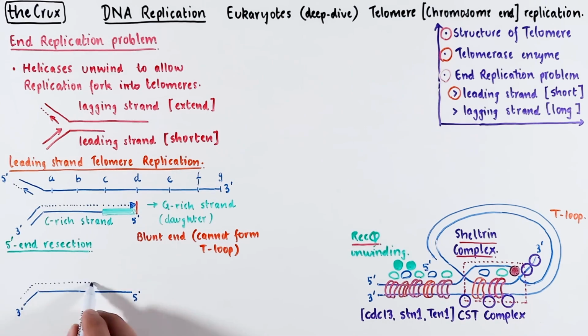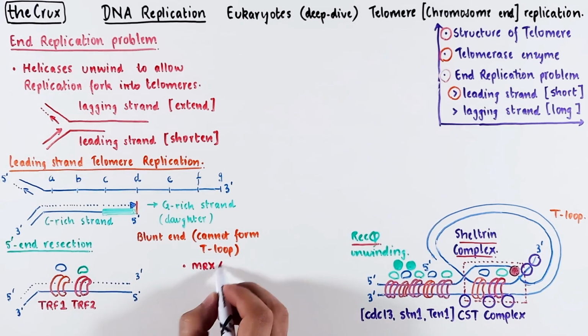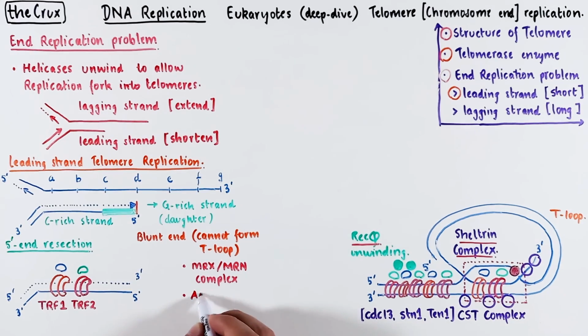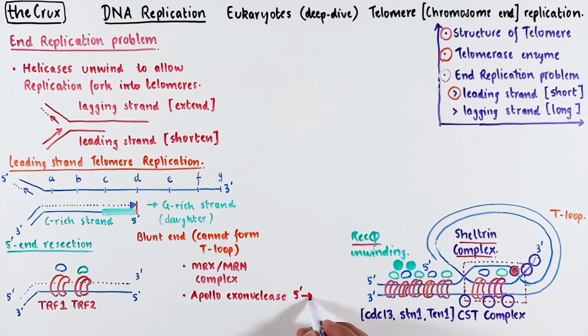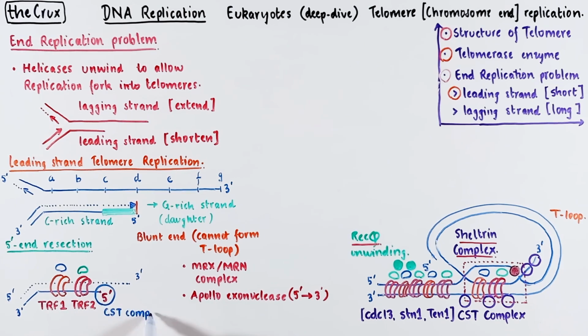Well, when the leading strand is synthesized, the TERF proteins and other components of the Shelterin complex assemble on the double-stranded DNA. The TERFs then recruit specialized DNA repair proteins, such as the MRX complex and specific 5' to 3' exonucleases, like the Apollo exo, to perform the resection of the 5' end. Other important proteins like the CST complex and the single-strand DNA binding protein POT1 can also mediate this process. This restoration brings the telomere structure back to its original state, preparing it to fold into the T-loop structure.